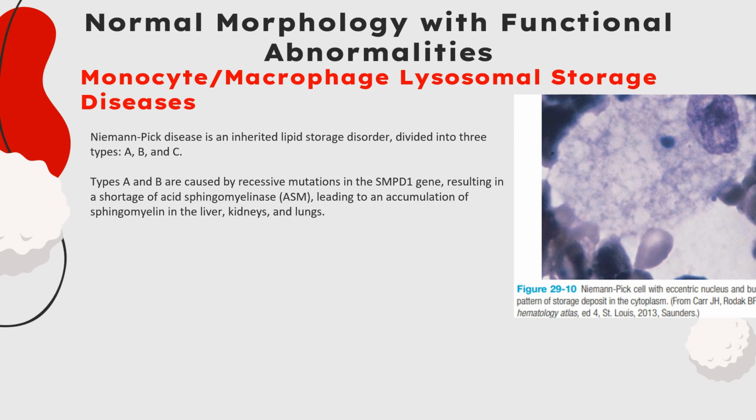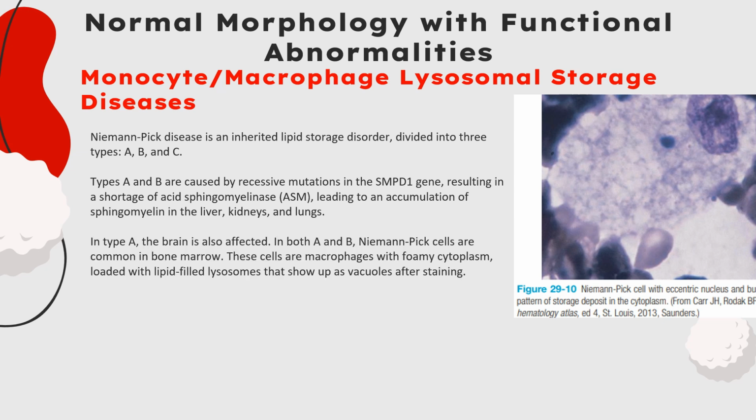Niemann-Pick types A and B are caused by recessive mutations in the SMPD1 gene, resulting in a shortage of acid sphingomyelinase, ASM, leading to an accumulation of sphingomyelin in the liver, kidneys, and lungs. In both A and B, Niemann-Pick cells are common in bone marrow. These cells are macrophages with foamy cytoplasm, loaded with lipid-filled lysosomes that show up as vacuoles after staining.